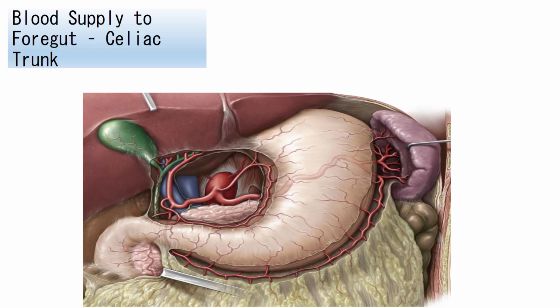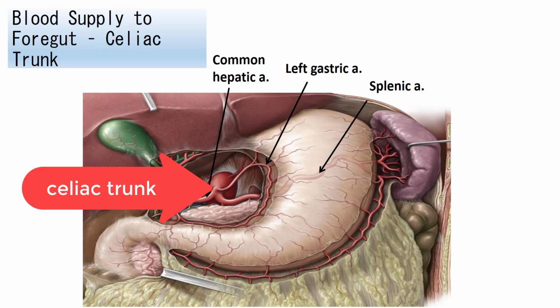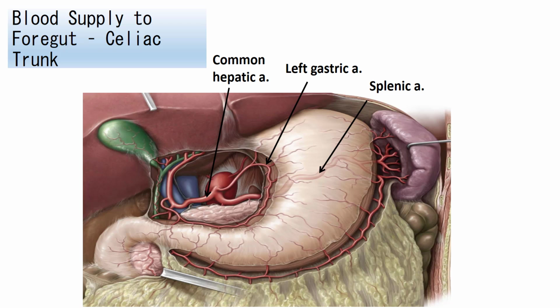Blood supply to the foregut. The celiac trunk arises from the abdominal aorta at the level of T12, just inferior to the diaphragm. The celiac trunk is a very short artery that will trifurcate into the following branches.